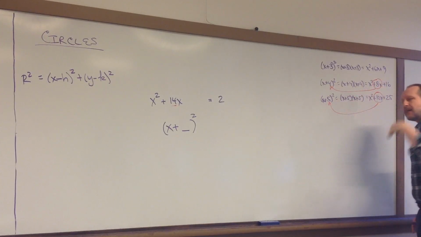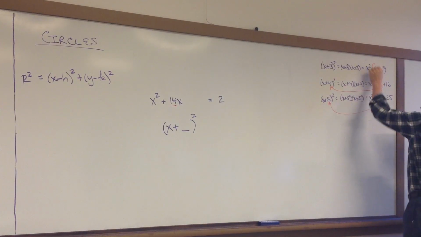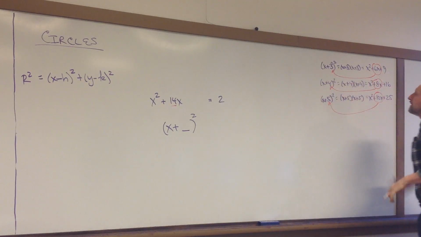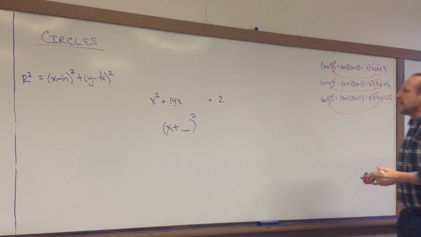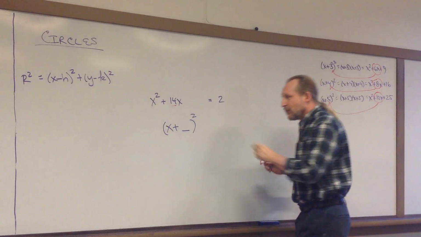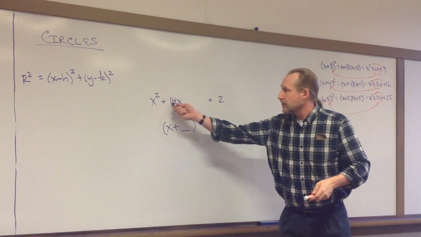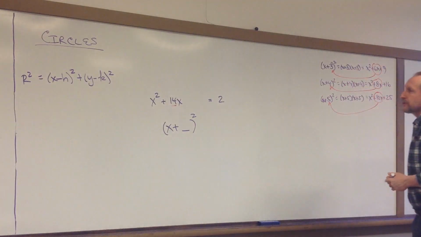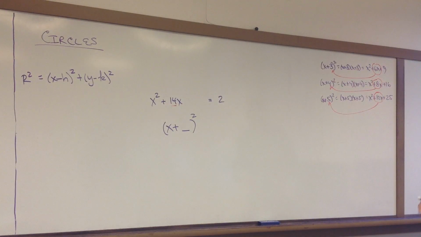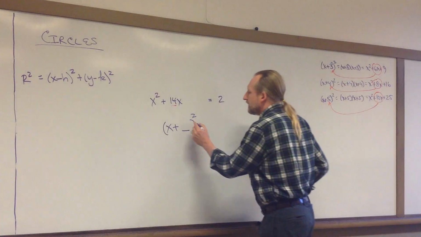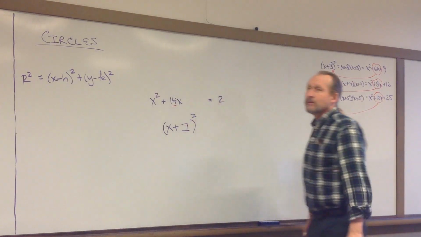If you have the 8, how do you get the 4? What's the relationship between the 6 and the 3? And the answer to all of those questions is that what's inside the parentheses is always half the value that you're going to get as that second coefficient there. Okay? So take half that and plug it in there, and there we go.